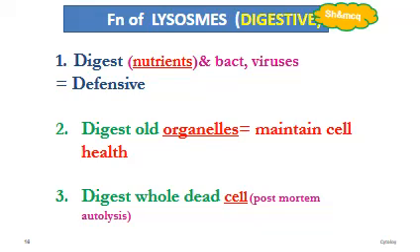Function of lysosomes: it is considered the digestive apparatus of the cell. It digests nutrients, bacteria and viruses, so it can be considered a defensive system of the body. It digests all the organelles, and in this way it maintains the health of the cell. It digests the whole dead cell after death, which is known as post-mortem autolysis.